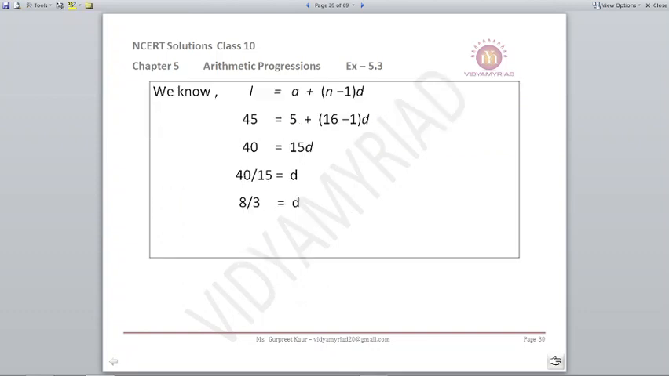Now the last term is given to us, that is an is equal to a plus (n minus 1)d. We can use this. That is given to us as 45. a is given as 5. n is given to us as 16, so we can find out d. On solving this equation, we get 8 upon 3 as d.